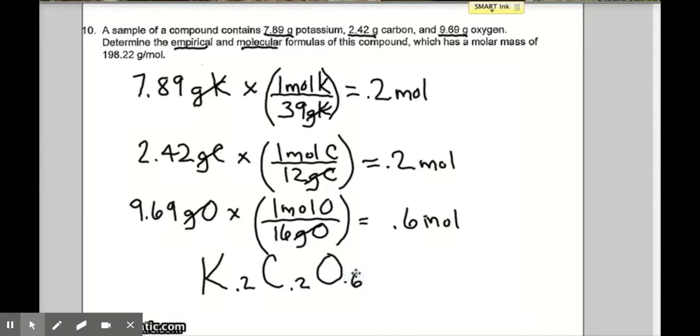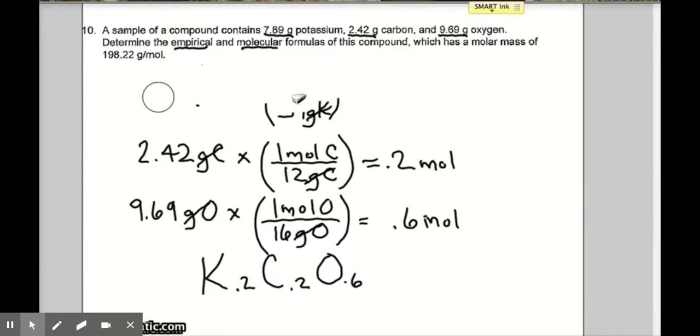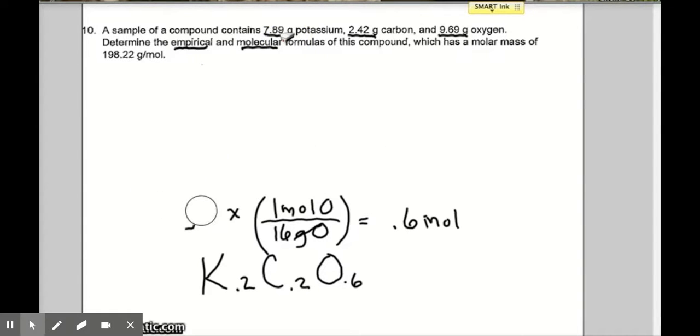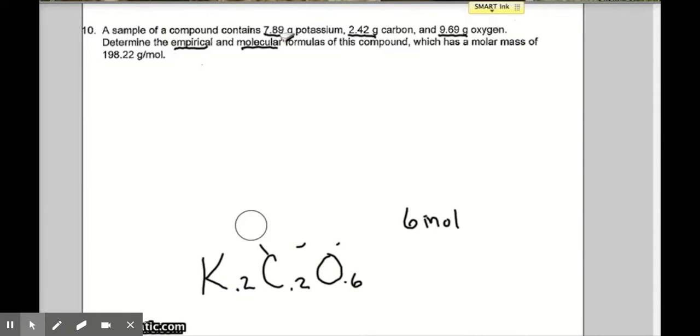But we cannot have decimals in a subscript like this. We can't have the 0.2 or the 0.6. We need to have whole numbers. No decimals, no fractions, nothing like that. So in order to get that, I want you to think a little bit of how we could get to making these whole numbers.